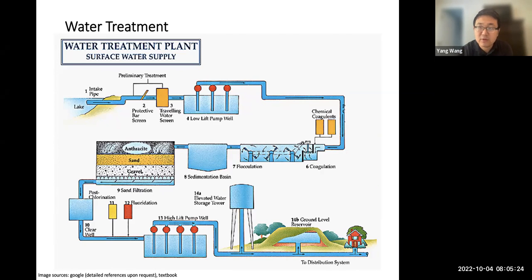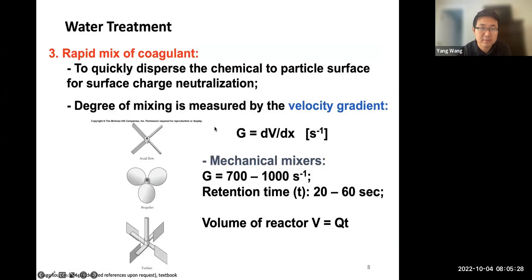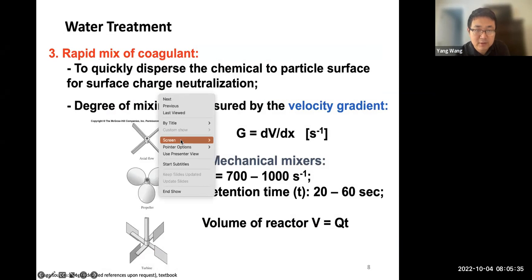Okay, so now let's look at the design considerations for the coagulator and flocculator. So first, about the coagulator, right? As we said, we need a rapid mixing of the coagulant.